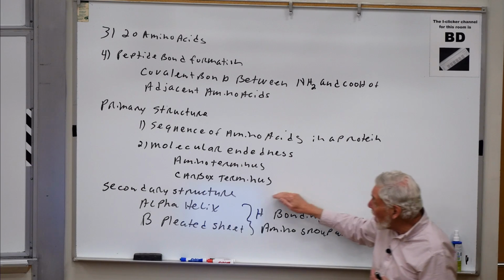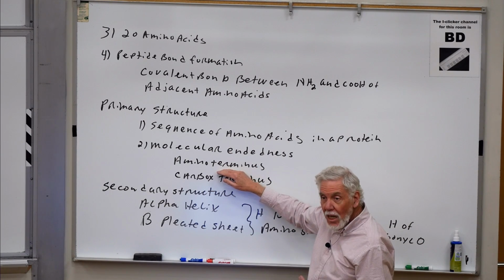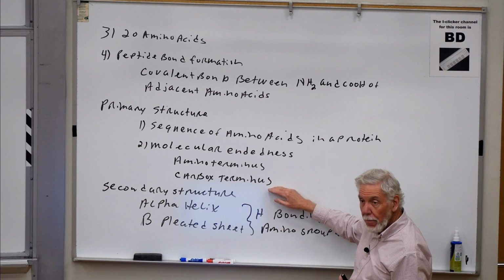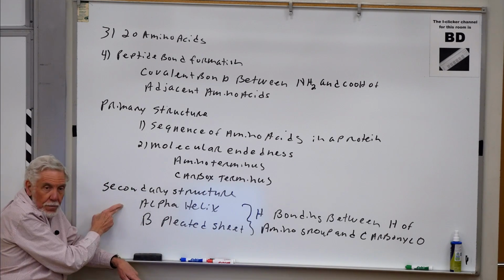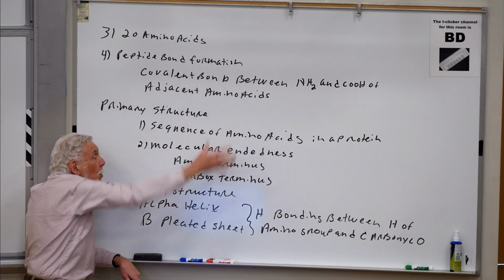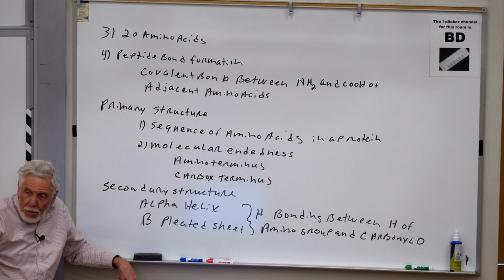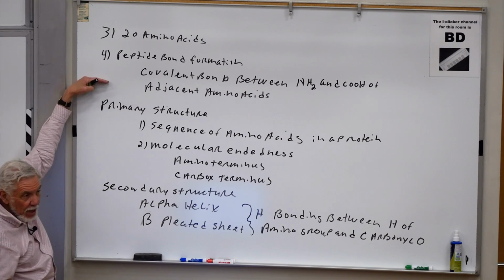There's a kind of terminology that we'll use about which end of the protein we're dealing with, whether it's toward the amino terminus or toward the carboxy terminus. And that idea will also come up when we start talking about secondary structure. So the primary structure is simply the sequence of amino acids from the amino terminus to the carboxy terminus, stuck one to the next through covalent bonds called peptide bonds.